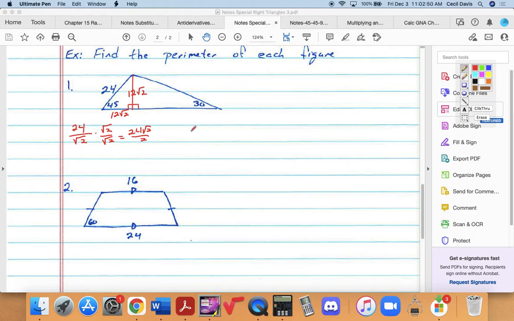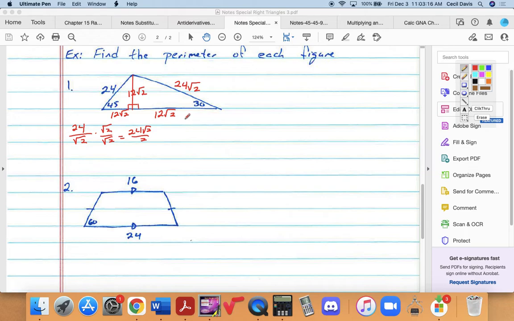Now we'll switch over and work on the triangle on the right. Would we multiply 12 square roots of 2 by 2 to get the hypotenuse? Yes. So that's 24 square roots of 2. And now we have to find the long leg. How are we going to do that? We're going from short to long.